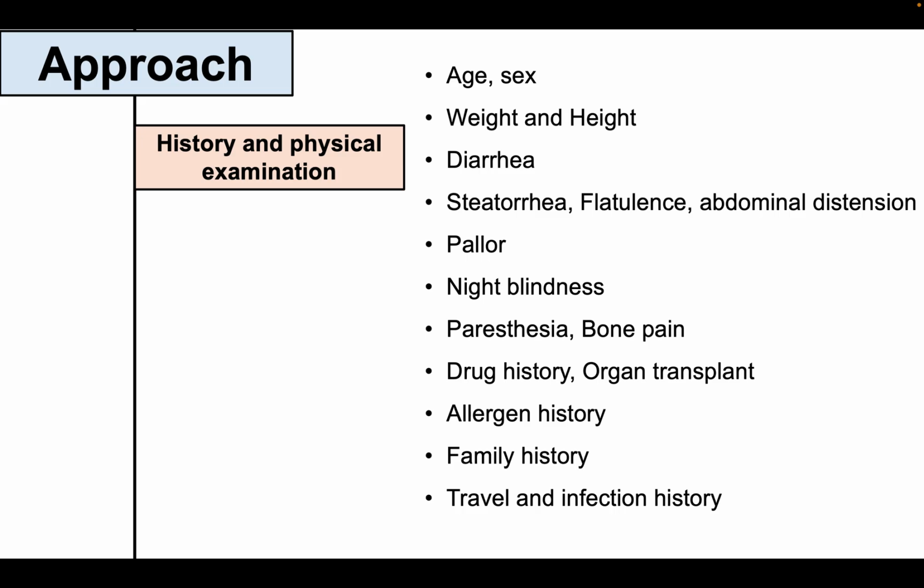Drug history, which is crucial for drug induced enteropathies. Organ transplant history, important for diagnosing graft versus host disease. Then the family history, which helps identify hereditary or congenital enteropathy. Travel and infectious history, especially relevant for conditions like tropical sprue.